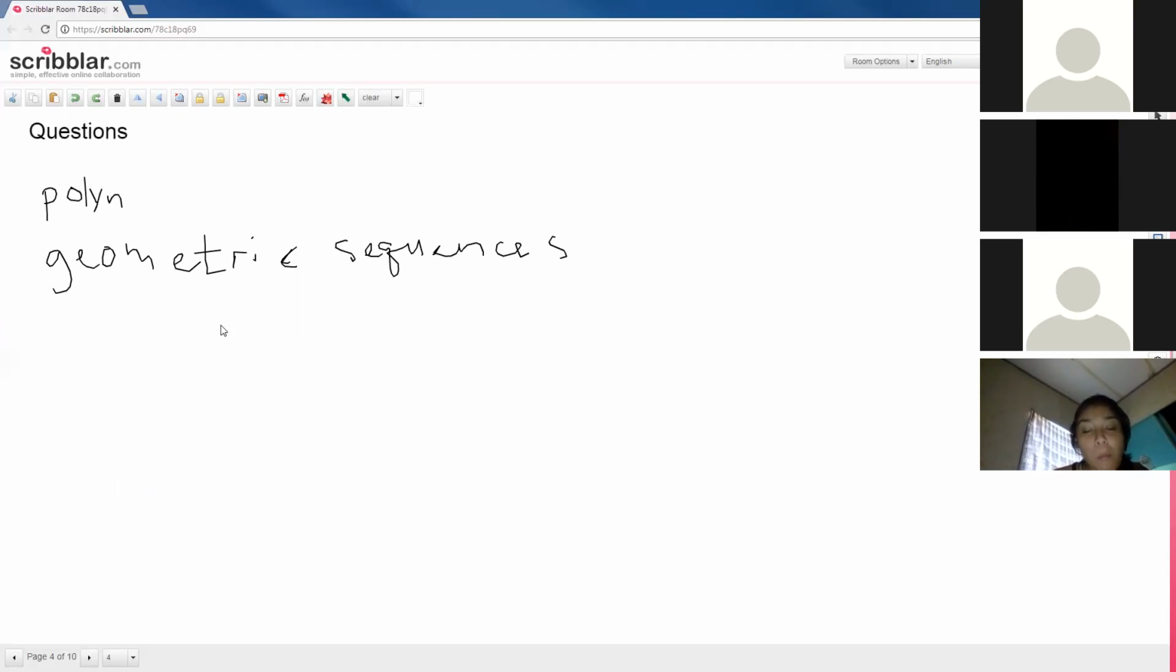So geometric sequences, I'm trying to think of the correct notation we used. It should be a sub n equals a sub 1 times r to the n minus 1. So that's the actual equation. Sometimes you're asked to find the equation, and sometimes you're just asked to find the next term. So sometimes they'll just give you a list of numbers.